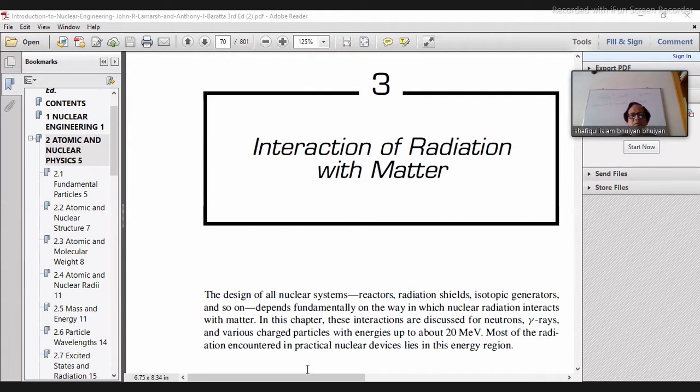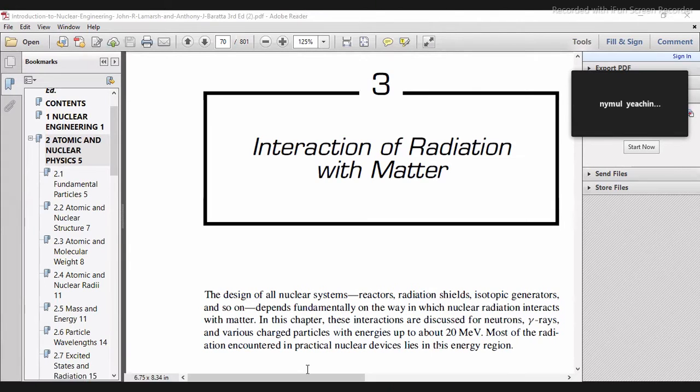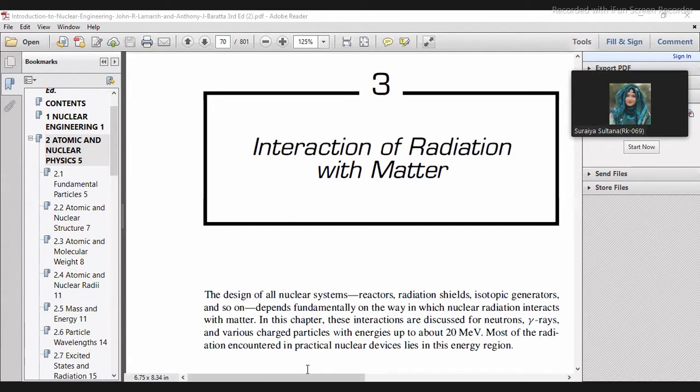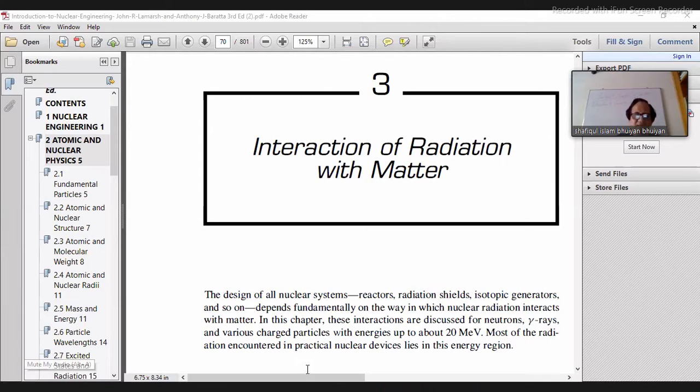If you would recall, Compton scattering, pair production, and what else? Pair annihilation. Annihilation is pair production. Right, exactly. This is important.